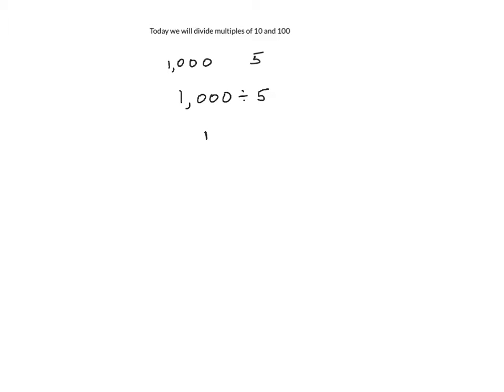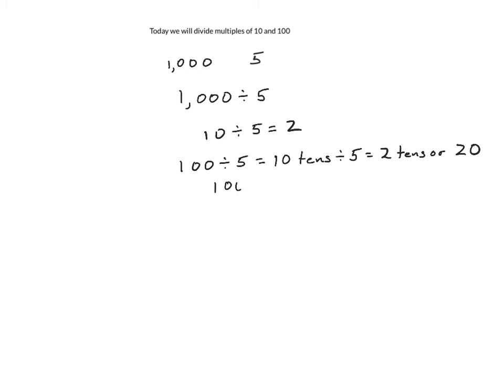Now, you know that 10 divided by 5 equals 2. And if we think of 100 divided by 5, that's really 10 tens divided by 5, which equals 2 tens, or 20. So 100 divided by 5 equals 20.